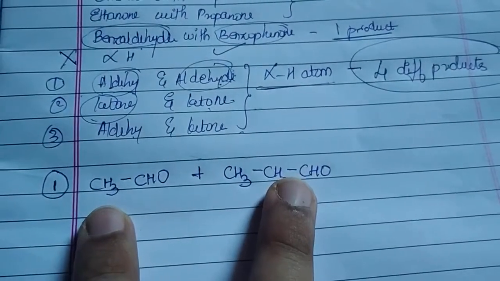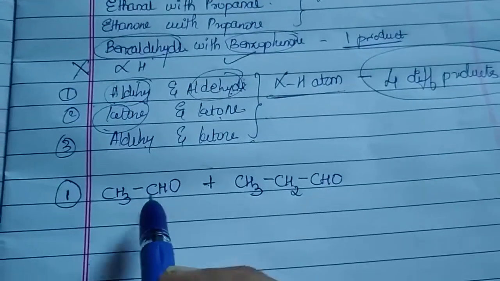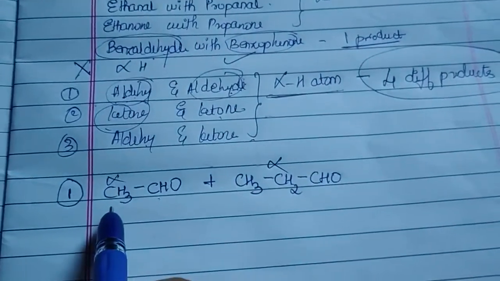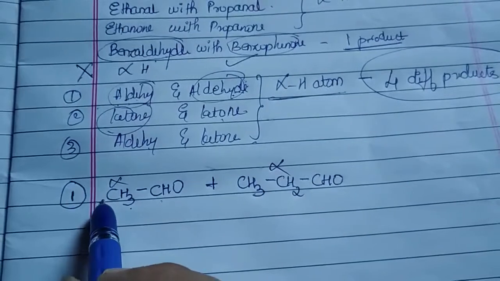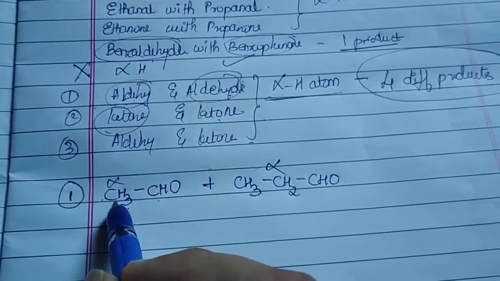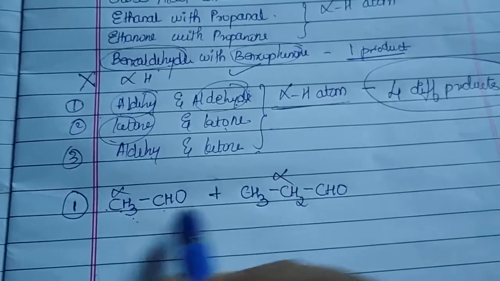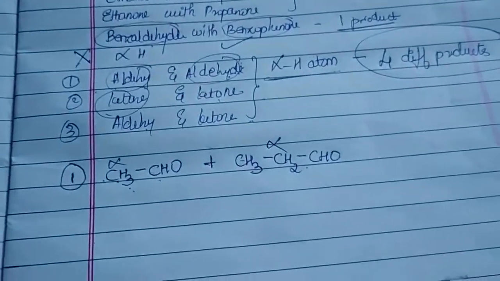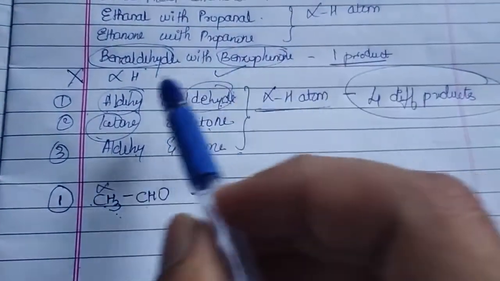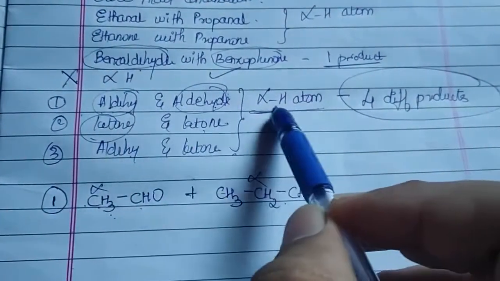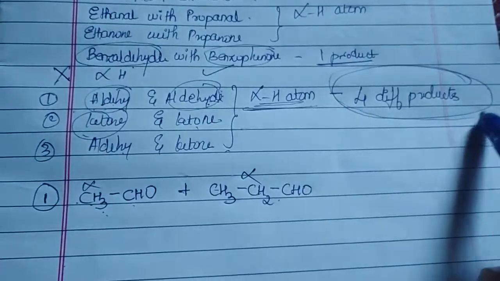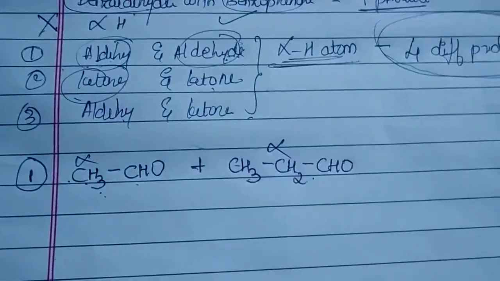Both are different aldehydes, and what is the common thing? Both the aldehydes have alpha hydrogen atoms. Alpha hydrogen atoms, what does that mean? The hydrogen atom which is bonded to the alpha carbon atom. Here also there is an alpha carbon atom, and here also there is an alpha carbon atom, and both the carbon atoms have their respective hydrogen atoms. So both the aldehydes have an alpha hydrogen atom. Of course, I have said, whenever you choose such reactants in which both have the alpha hydrogen atom, instead of getting a single product, now we are going to get four different products. Why is it so? Let us see through it.